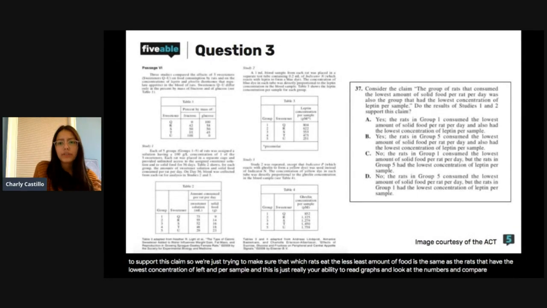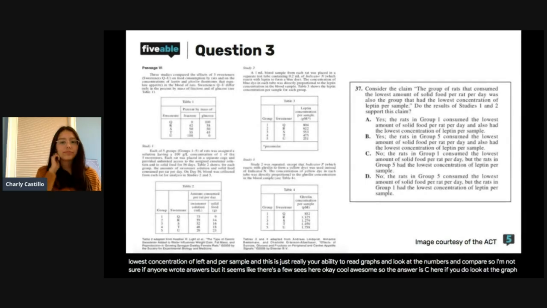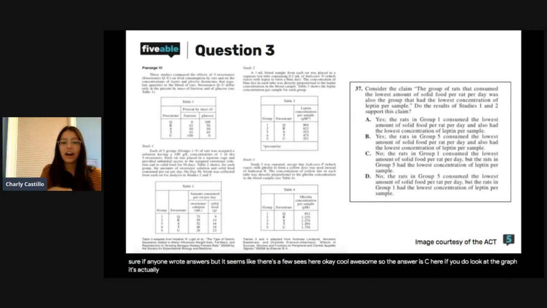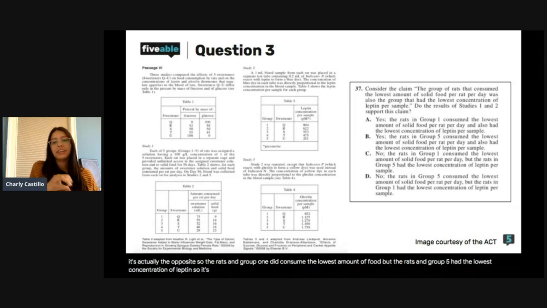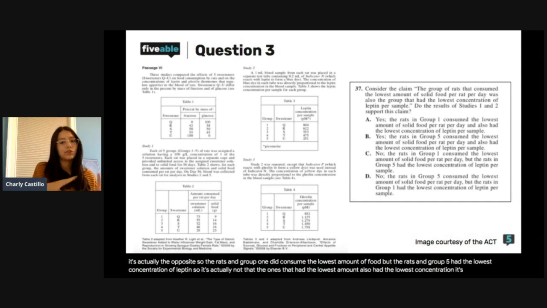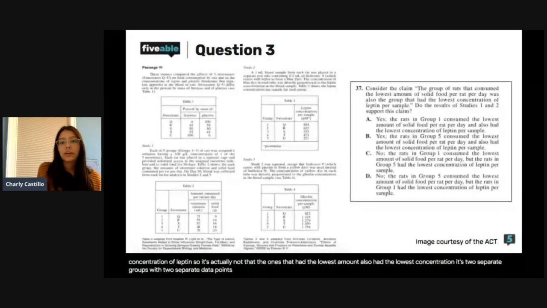I'm not sure if anyone wrote answers, but it seems like there's a few C's here. Okay, cool, awesome. So the answer is C here. If you do look at the graph, it's actually the opposite. The rats in group 1 did consume the lowest amount of food, but the rats in group 5 had the lowest concentration of leptin. So it's actually not that the ones that had the lowest amount also had the lowest concentration. It's two separate groups with two separate data points. I'm glad to see that we all went over that.